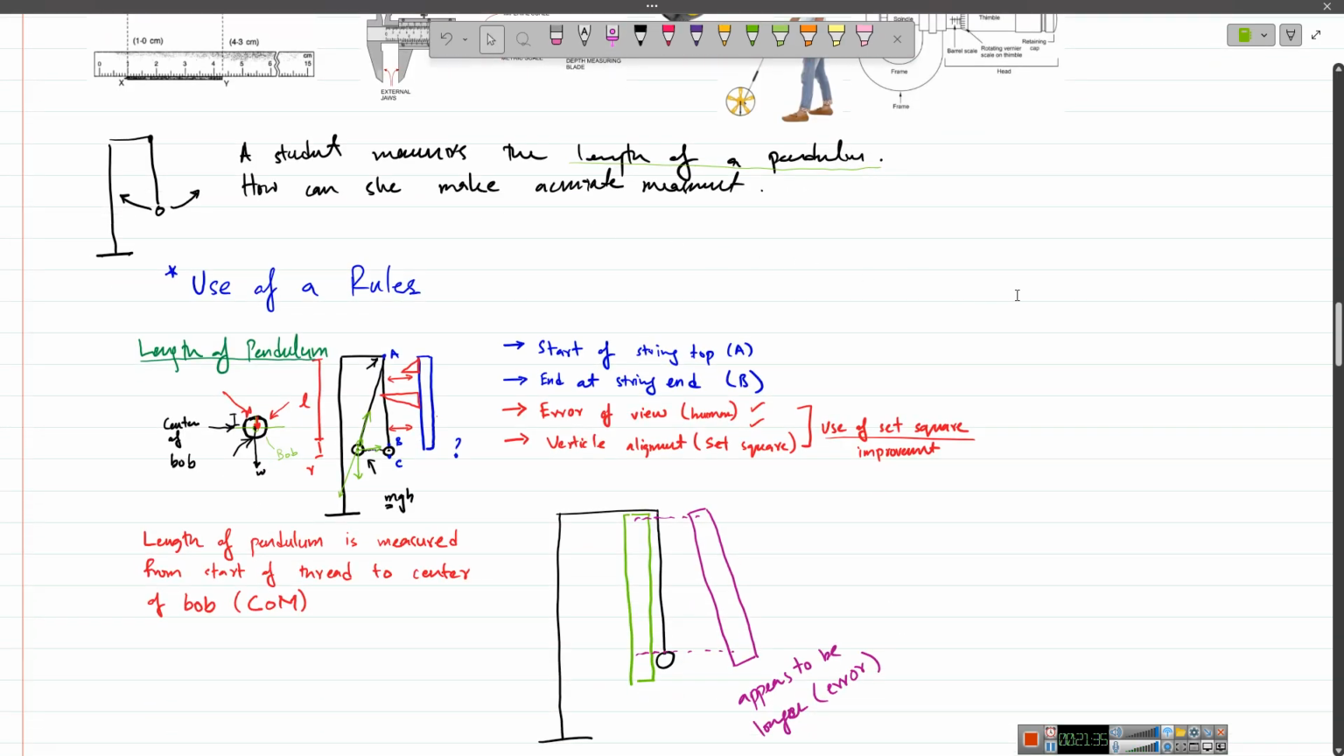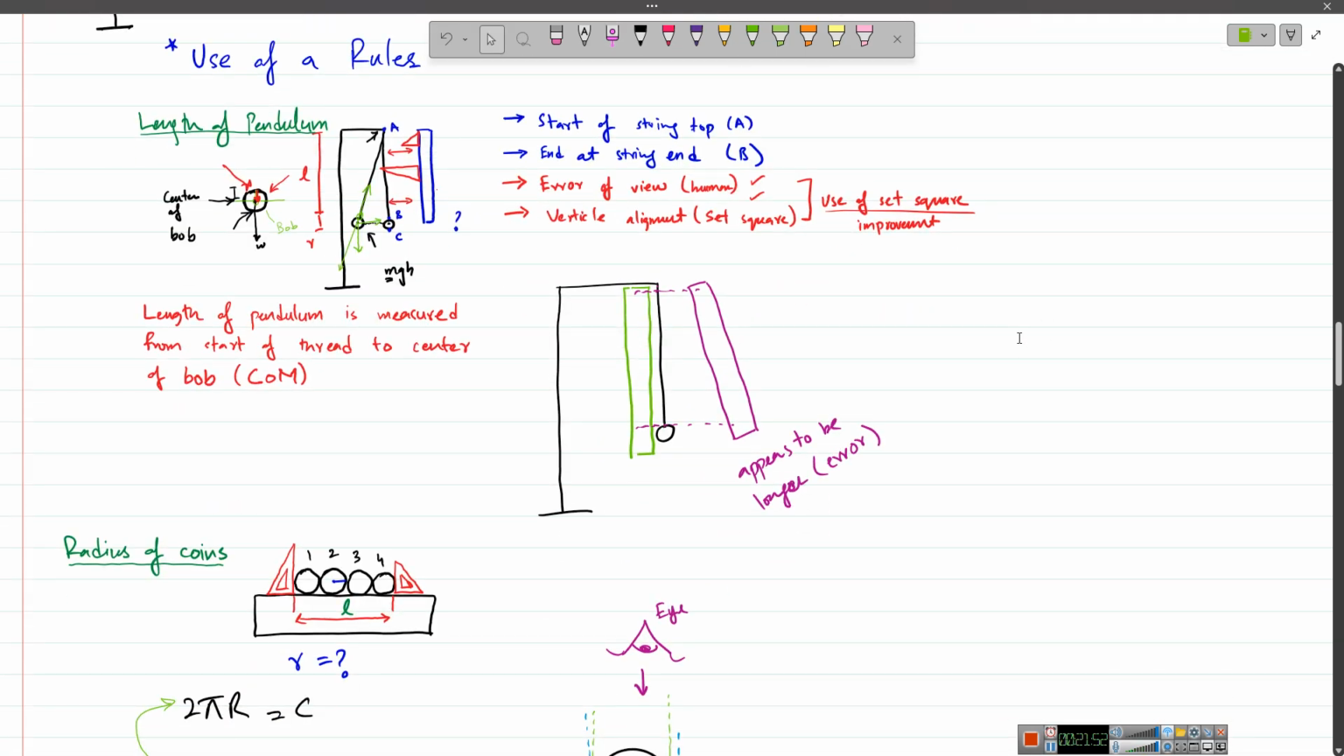Now, taking length measurements. Let's say there's a question in P6, a student measures the length of a pendulum. How can she make accurate measurements? Now, whenever this is asked, accurate measurements, make sure you narrate the process or you identify the process of how you can measure the length correctly. Let's say what errors can be there. Now, this is you can say human error, right? That the student is putting the ruler, but it is not perfectly aligned to the thread, right?